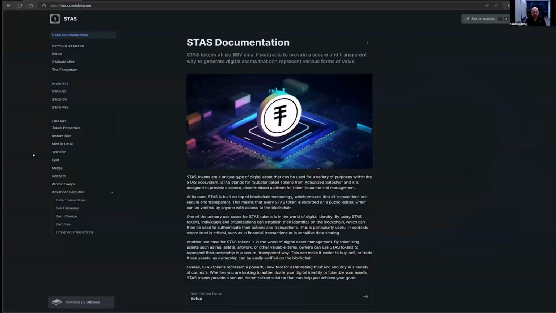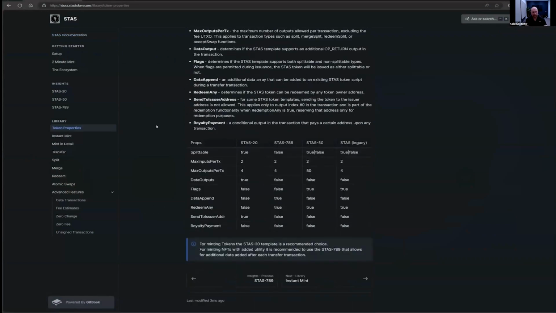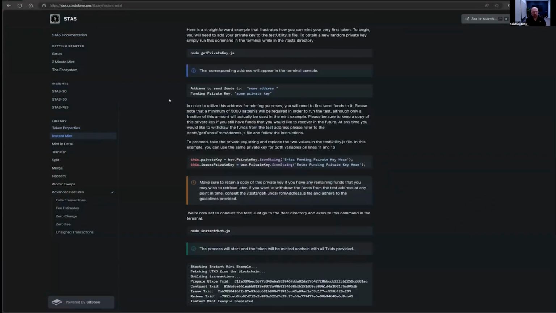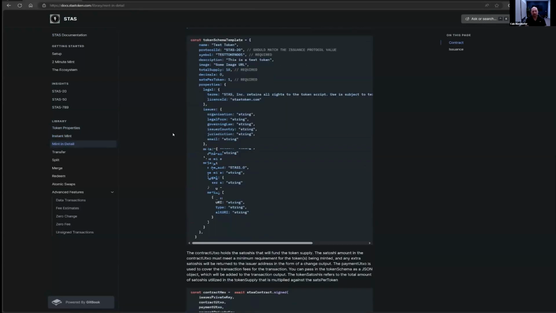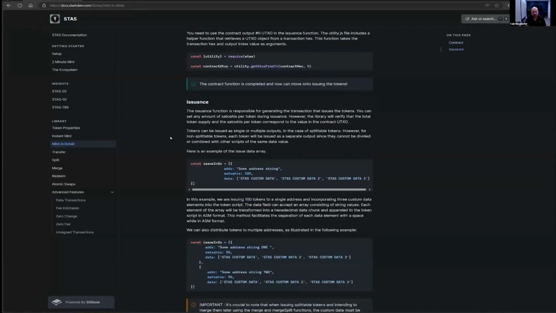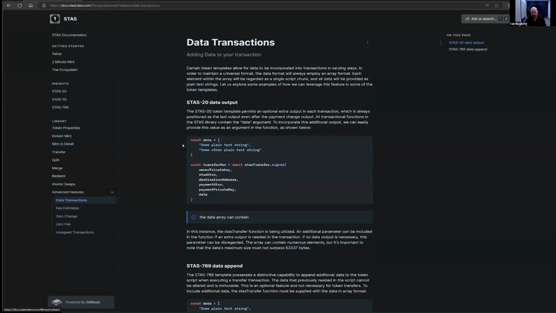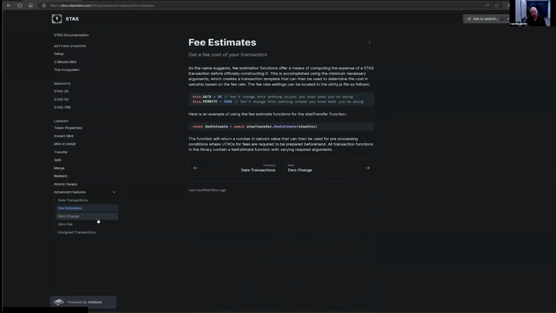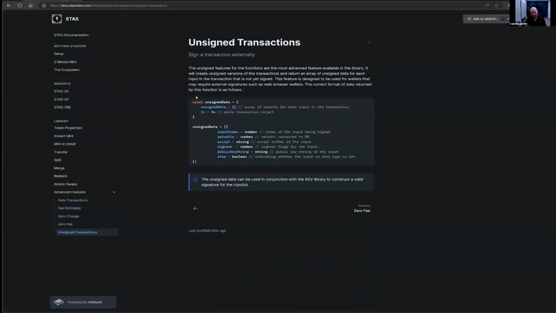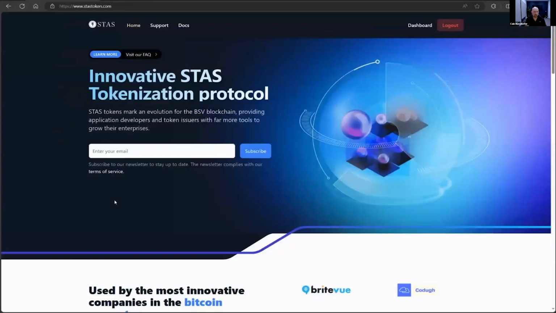There's STARS documentation. You can find it at docs.starstoken.com, and it's nicely presented. It's got a lot of details about the different tokens, and the instant mint, how you could run that in the Node.js setup, and also the details if you want to get into the really advanced features with metadata and how to add different types of metadata to different types of tokens in the same transaction. That's all added in as well. And of course, the advanced features, as I mentioned, the fee estimates, the zero change and unsigned transactions added there.